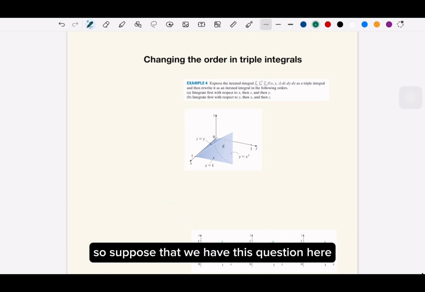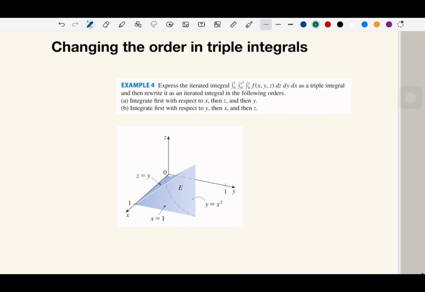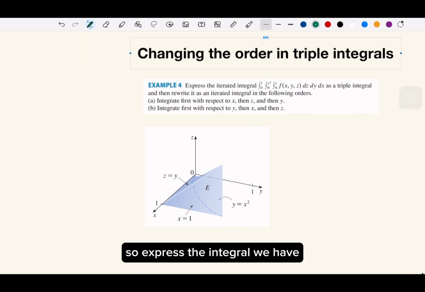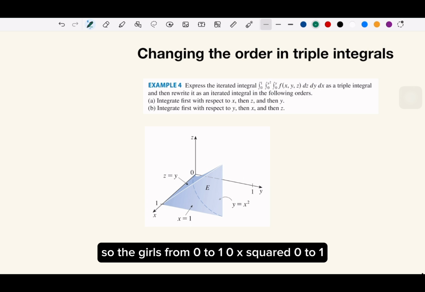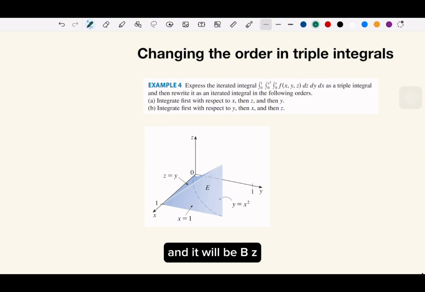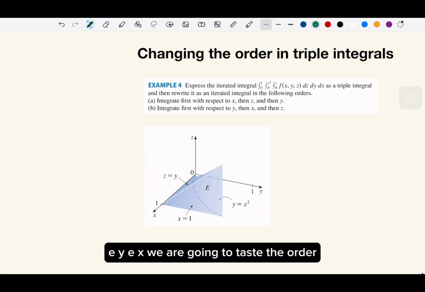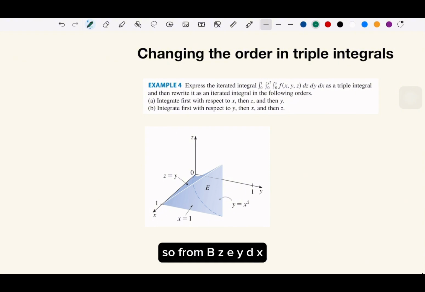So suppose that we have this question here. Express the iterated integral. We have the question there: the triple integral from 0 to 1, 0 to x squared, 0 to y, then it will be dz, dy, dx. And we are going to change the order. So from dz, dy, dx, first we change to dx, dz, dy, and then dy, dx, dz.